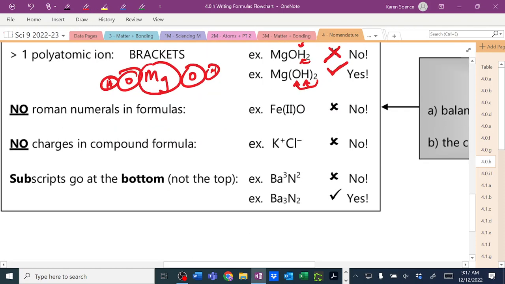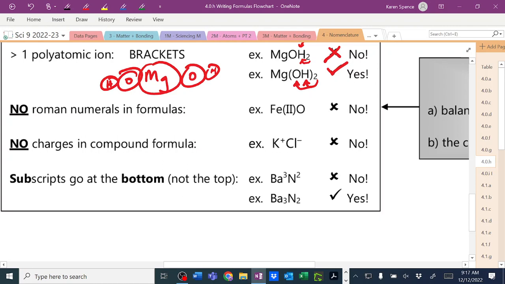Do not put a Roman numeral in the formula. When you're writing your test, the formulas will be on one side and the names will be on the other side. If you're tempted to put in a Roman numeral in the formula, you can look on the side where I've written all the formulas and say, did Ms. Spence put Roman numerals in any of the formulas? Gosh, she didn't. Maybe I shouldn't either, right?